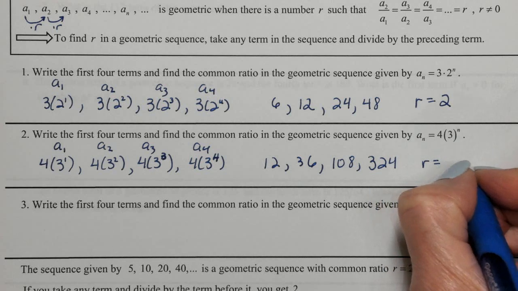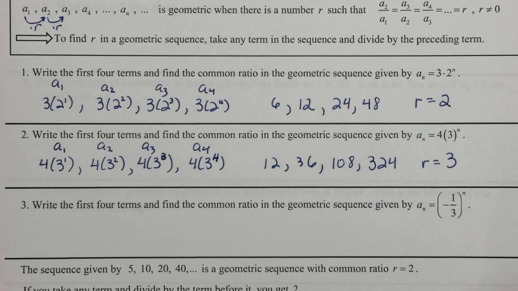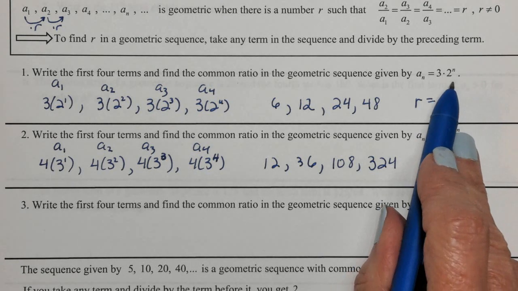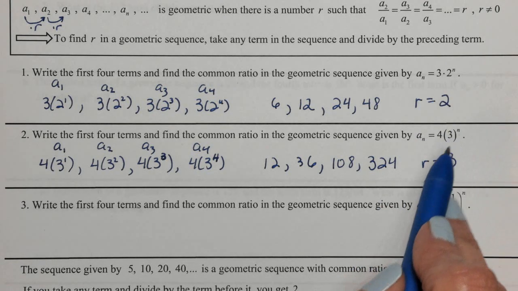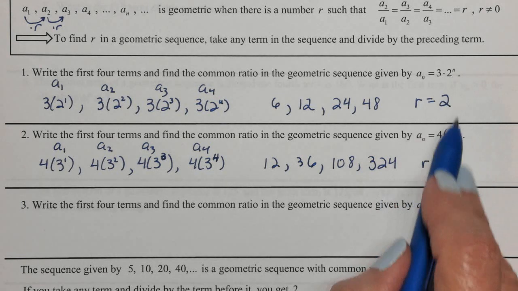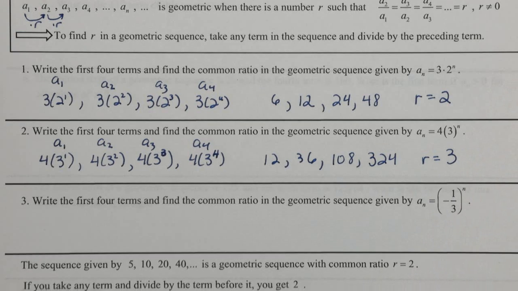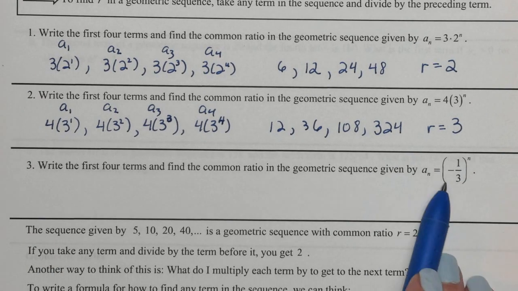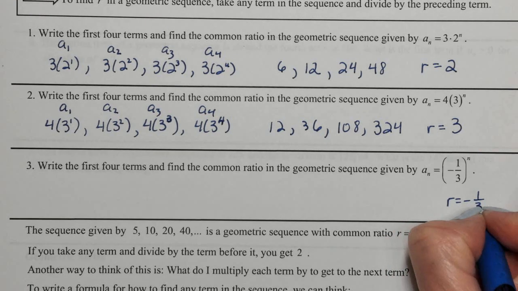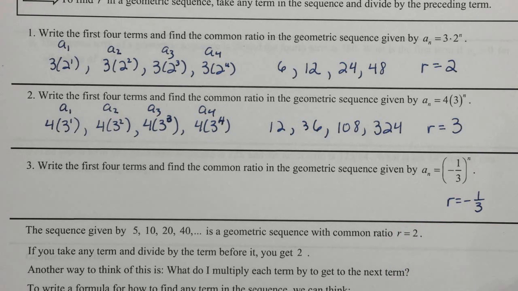What are you multiplying by each time? 3. It's easy to see what r is because r is always the base of your exponential term. So what will r be in this next one? r will be negative 1/3. We'll multiply by negative 1/3 each time.